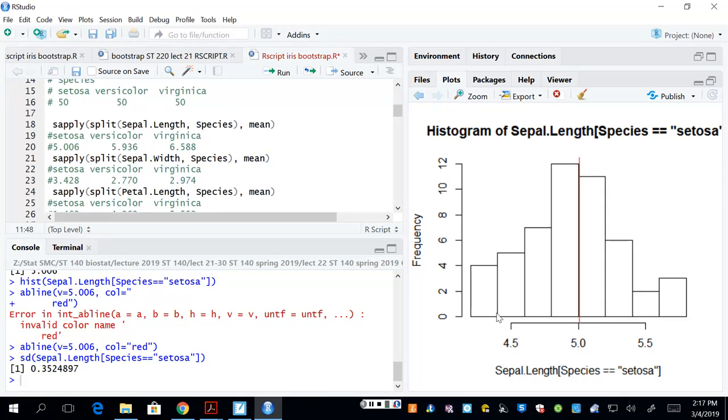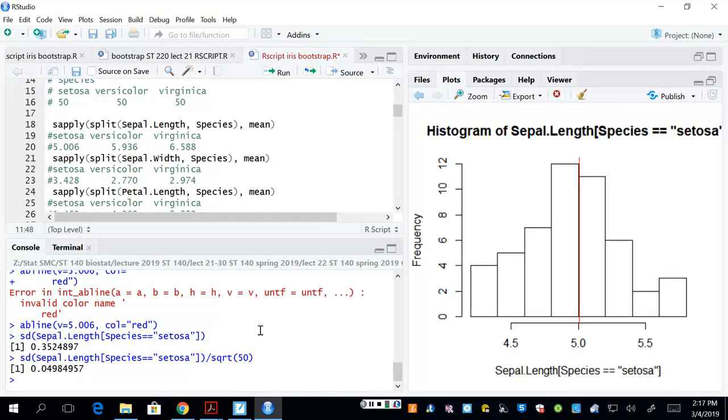A standard error for the average, right? You got to take the square root. There's 50 of that species. It's about 0.05, 0.0498. Right? So it's a lot smaller based on that.